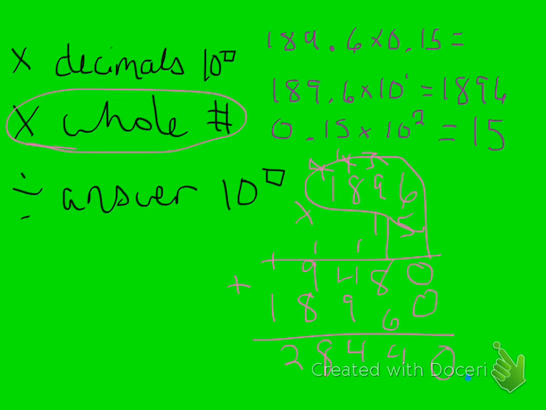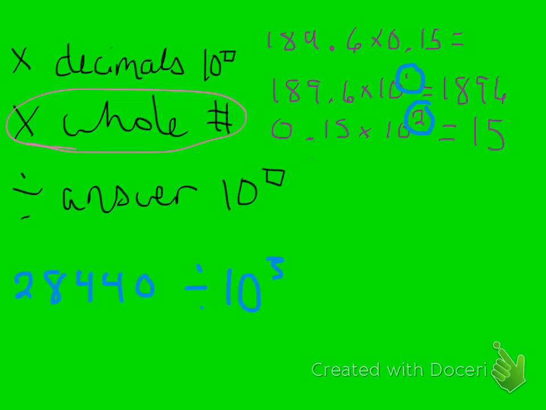Right now my decimal is at the end of that number. But now I have to divide the answer by the powers of 10. Well, so far I have 1, 2, and 3 powers of 10. So I'm going to have to take this divided by 10 to the third power, because I have 1, 2, 3 exponents. So now I'm going to move my decimal to the left 3 places, which means my answer is 28 and 44 hundredths.